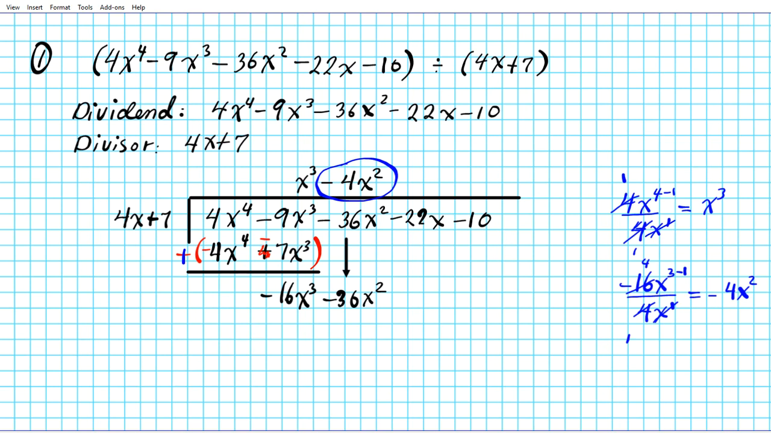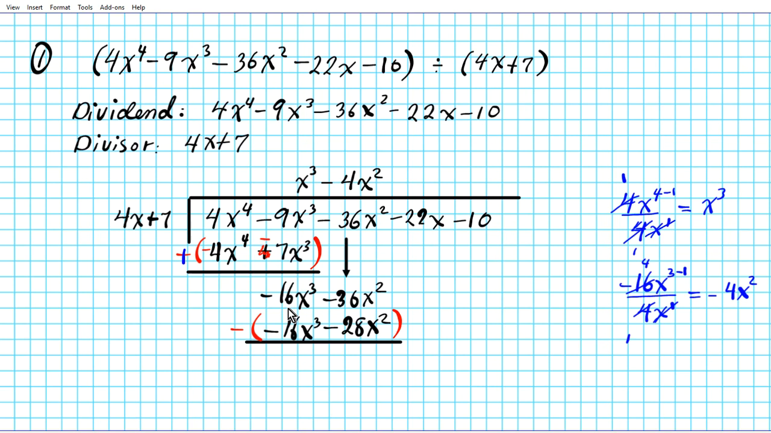Okay? Now let's carry out the multiplication. Negative 4x squared times 4x is negative 16x to the third. Negative 4x squared times positive 7 is negative 28x squared. So we're going to do what now? We are going to subtract again. Remember, division is repeated subtraction of factors. So we're going to subtract.